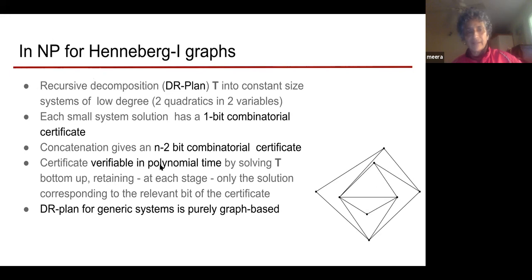You just have an integer certificate, and once somebody gives the certificate, you simply solve some quadratics, one quadratic system for each point, and basically assuming that you believe that the quadratic solving doesn't require real number storage, then you actually have a NP membership for such graphs.